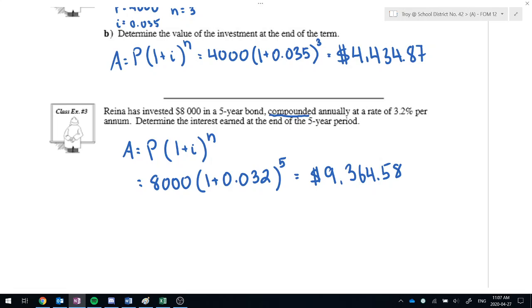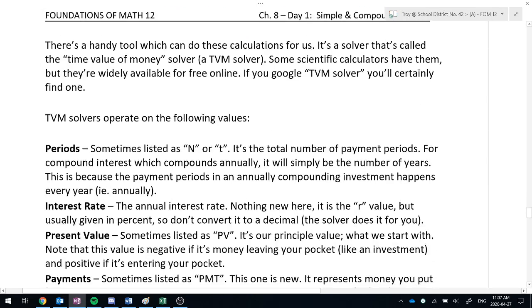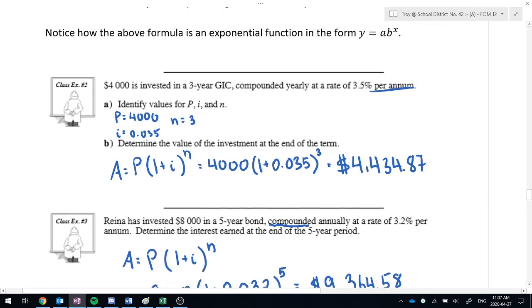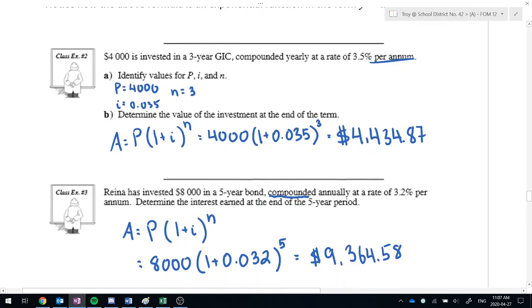Okay, so there's more. We're not quite done this section yet. We have quite a bit more to go through, but we're going to end it there for today with a nice little introduction to compound interest.